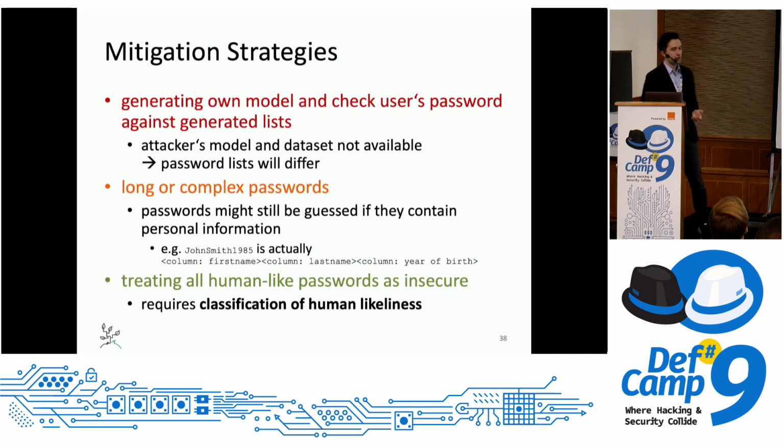First of all, there are several mitigation strategies. First example, what we could do, we could mitigate it the same way an attacker would attack it. So use the same tool, generate a password list for our users, and check if the password is on that list. You could do that, but the problem is that an attacker uses a different data set. You don't know what data the attacker has, and therefore it will generate a different model, and therefore it will generate a different password list.